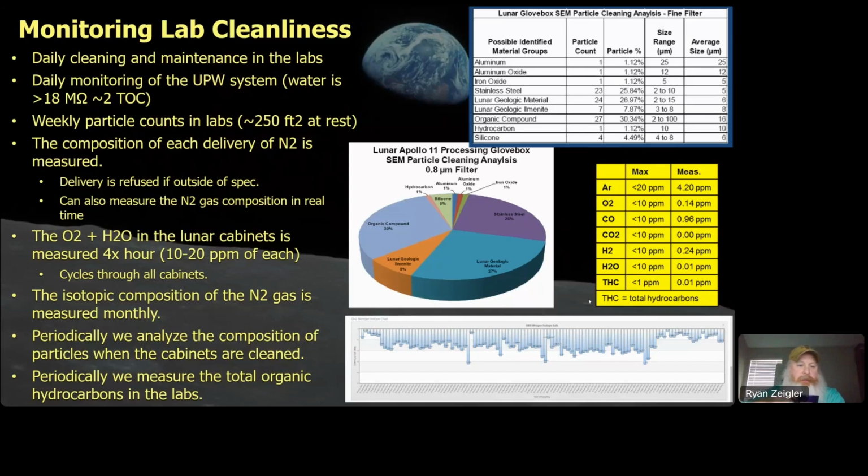And then, of course, we periodically keep track of how clean the cabinets are, how clean the labs are by doing these third-party chemical tests for each. And so it's a lot of work to make sure you keep track of how clean the samples are. So that is, how long have I been talking? Longer than I thought. 13-minute version of how we keep the samples clean.